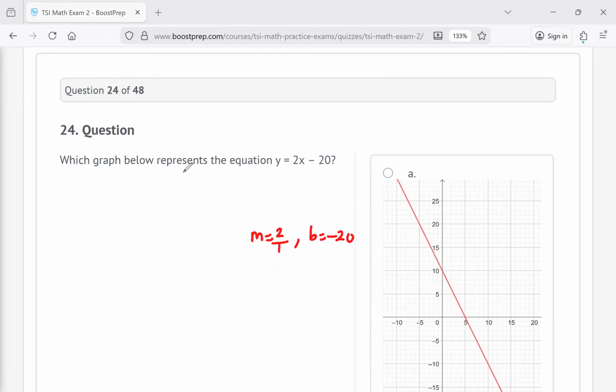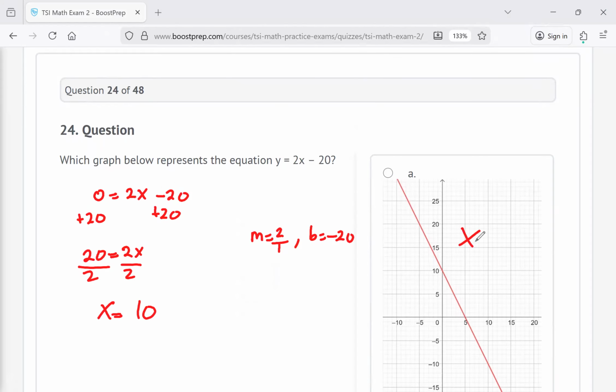How do you find the x-intercept? You set y to 0. So for x, you're going to add 20 to both sides. That's 20 equals 2x, divided by 2. X equals 20 divided by 2, which is 10. So we have an x-intercept of 10 and a y-intercept of negative 20, and our slope must be positive.